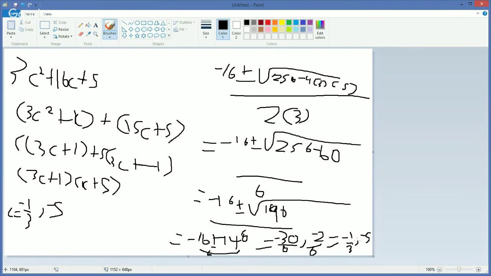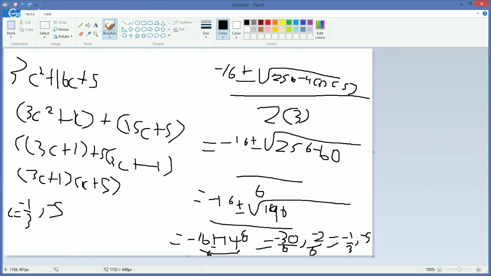This becomes minus 16 plus or minus square root of 256 minus 4 times 3 times 5 all over 2 times 3, which equals negative 16 plus or minus square root of 256 minus 60 over 6, which equals negative 16 plus or minus square root of 196 over 6, which equals negative 16 plus or minus 14 over 6, which gives you the roots of negative 30 over 6, comma, negative 2 over 6, which equals negative 1 over 3, comma, negative 5.